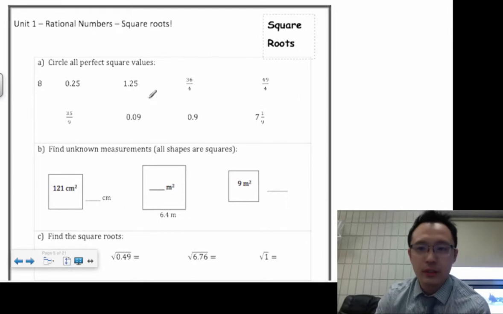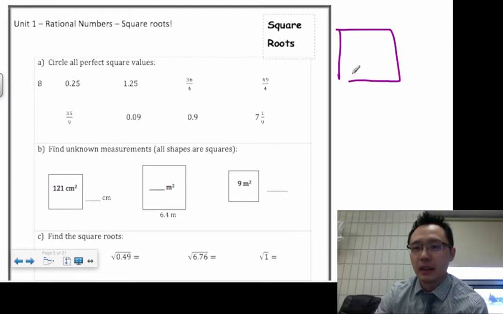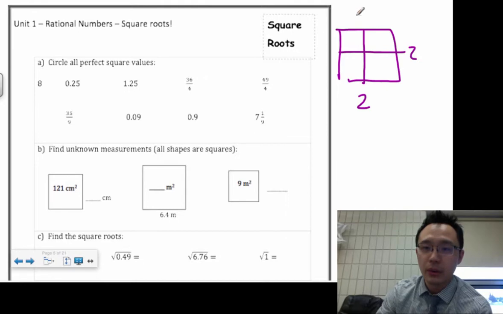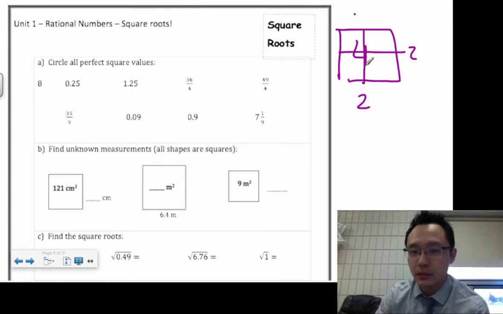Square roots. This is what a square is. If you have a grid, you have 2 here, 2 here. How many squares do you have in total? 4. There's 4 in total. That means 2 squared is 4.